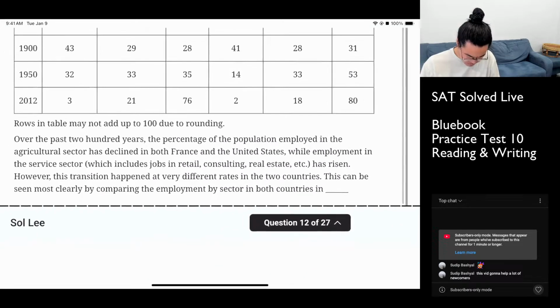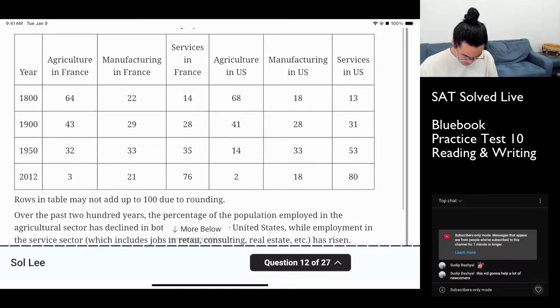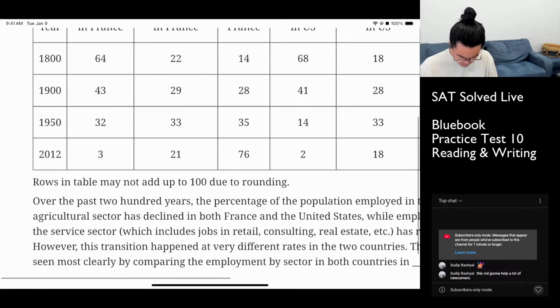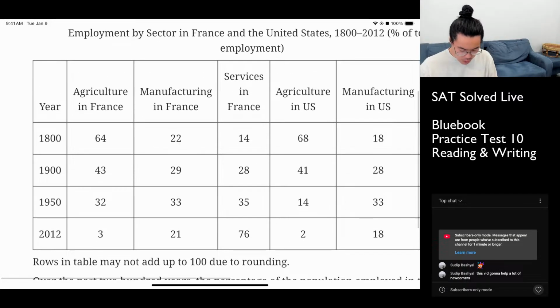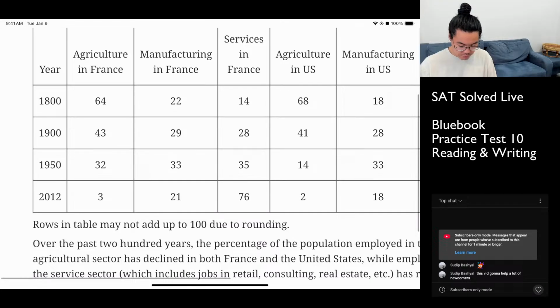So very, very similar. Over the past 200 years, the percentage of the population employed in the agriculture sector has declined in both, yes, while service sector has risen, yes. However, this transition happened at very different rates. Okay, let's see. Agriculture went from 64-68 to 43-41 to 13-4. So the U.S. dropped agriculture faster, as in from 1900 to 1950, we dropped it very fast.